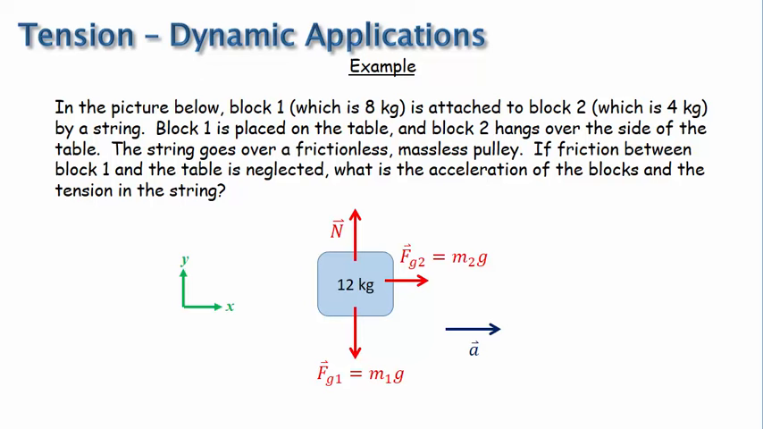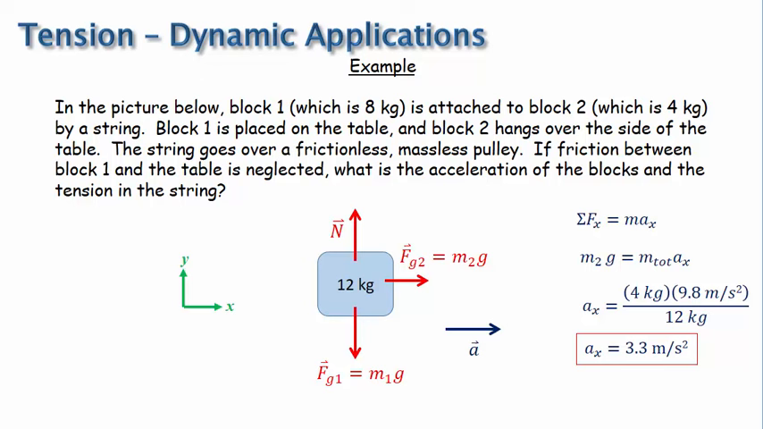Now finally, I will apply Newton's second law to this system. Here is Newton's second law in the x direction. We can see from the force diagram that the only force in the x direction is the gravitational force on block 2, or m2 times g. Keep in mind that the mass on the right side of the equation is the mass of the entire system, so I'll make it m total to keep it straight. And then, solving this equation for the acceleration, we get this. And plugging in values, the acceleration is 3.3 meters per second squared. So there's the answer to one of the questions.